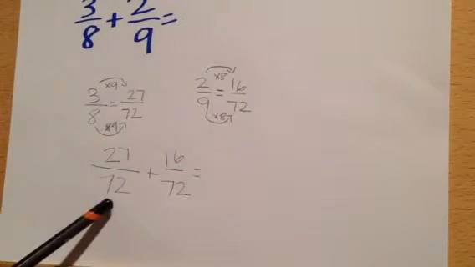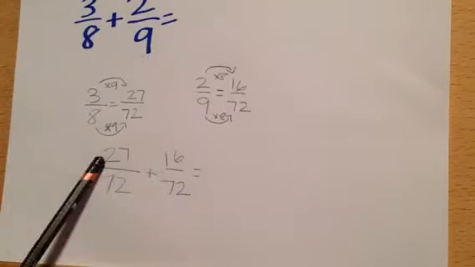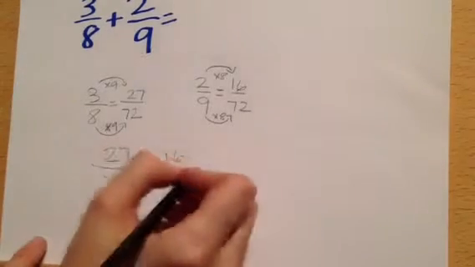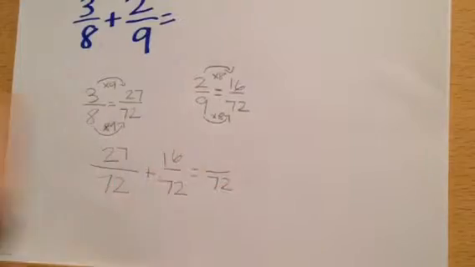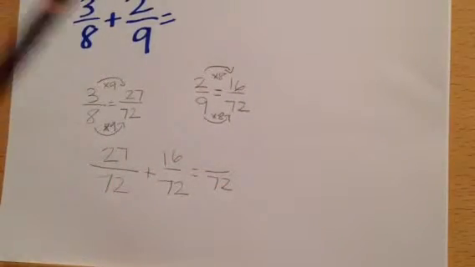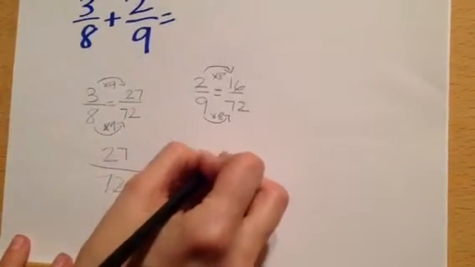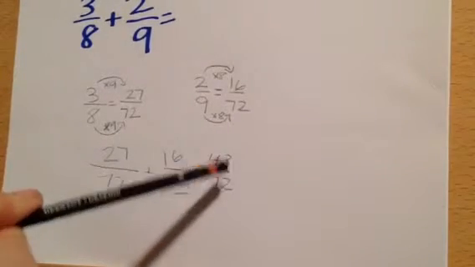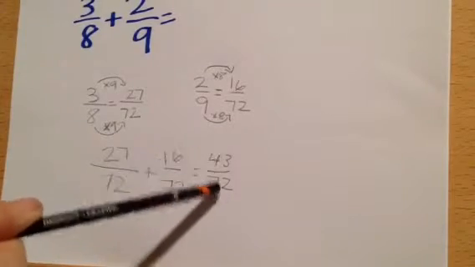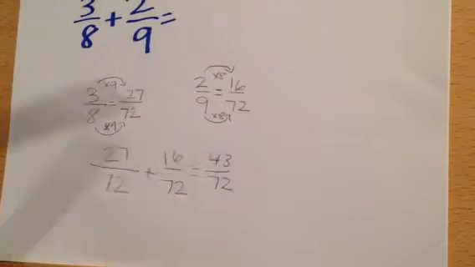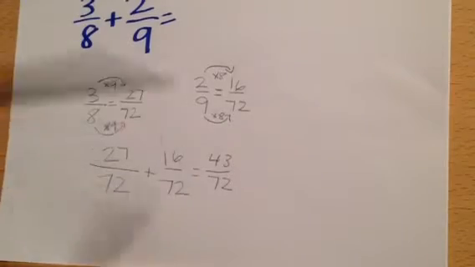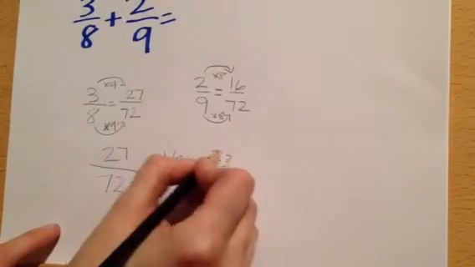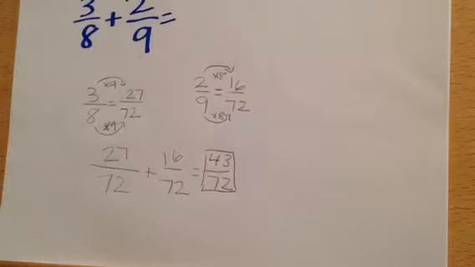Now I can add these because they have a common denominator. The denominator stays the same, still 72, and the numerator now becomes 43. And I have to ask, can I simplify this anymore? Can I divide them both by 2? No. By 3? No. 4? No. 5? No. I would end up getting nowhere because 43 is prime. So my answer is 43 over 72.